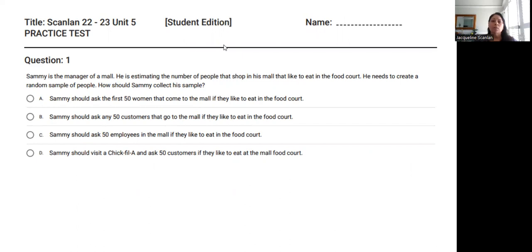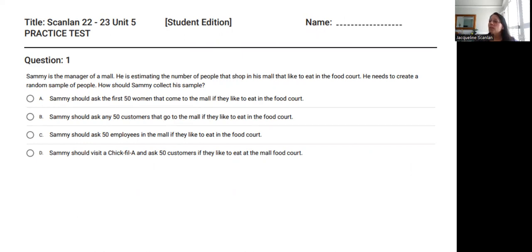The first question on the practice test says, Sammy is the manager of a mall. He is estimating the number of people that shop in his mall that like to eat in the food court. He needs to create a random sample of people. How should Sammy collect his sample?